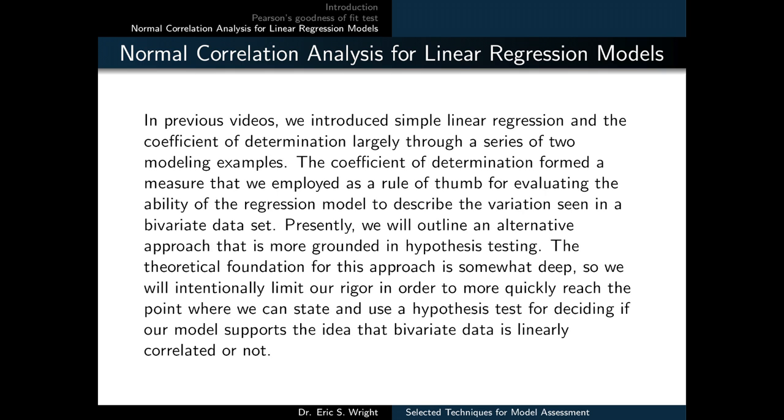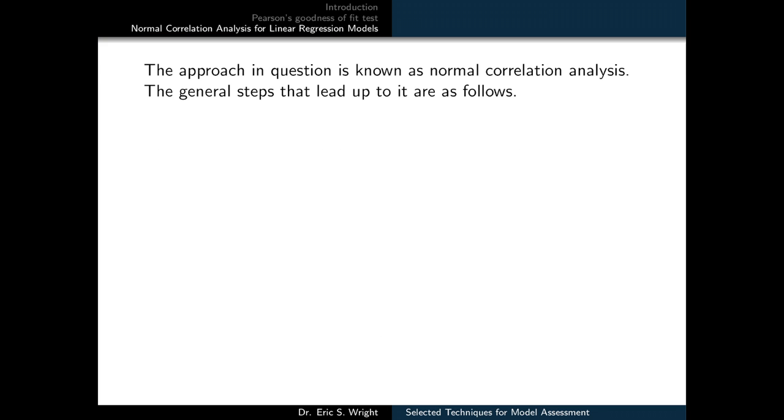Presently, we will outline an alternative approach that is more grounded in hypothesis testing. The theoretical foundation for this approach is somewhat deep, so we will intentionally limit our rigor in order to more quickly reach the point where we can state and use a hypothesis test for deciding if our model supports the idea that bivariate data is linearly correlated or not. The approach in question is known as normal correlation analysis. The general steps that lead up to it are as follows.